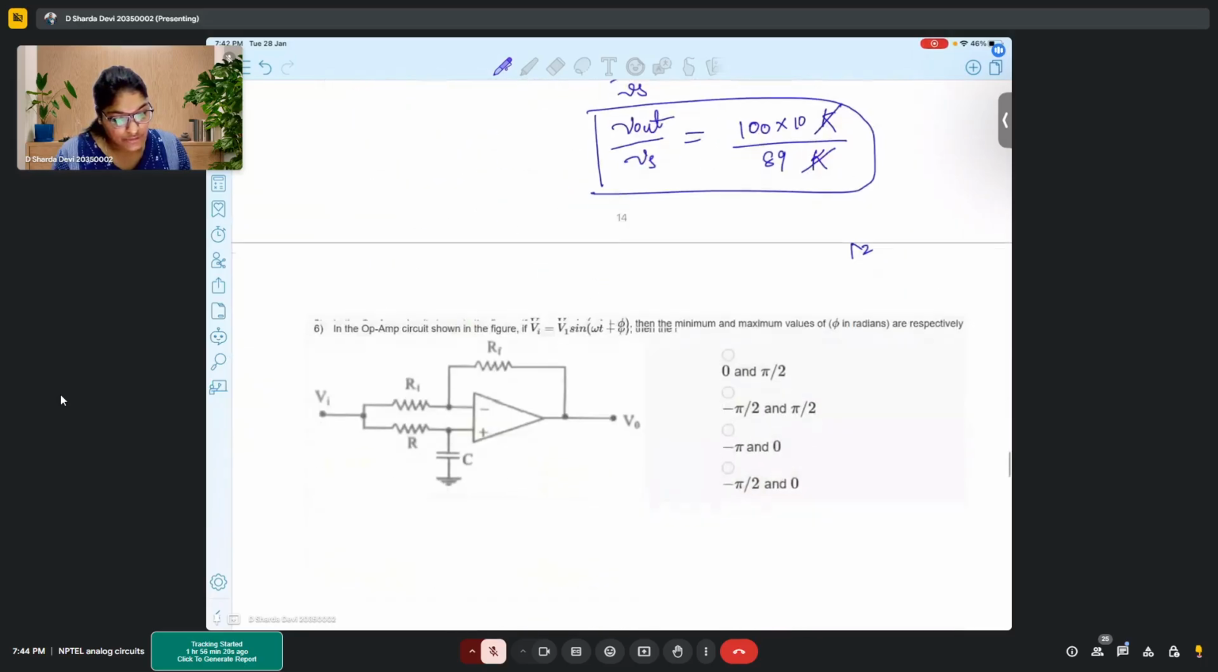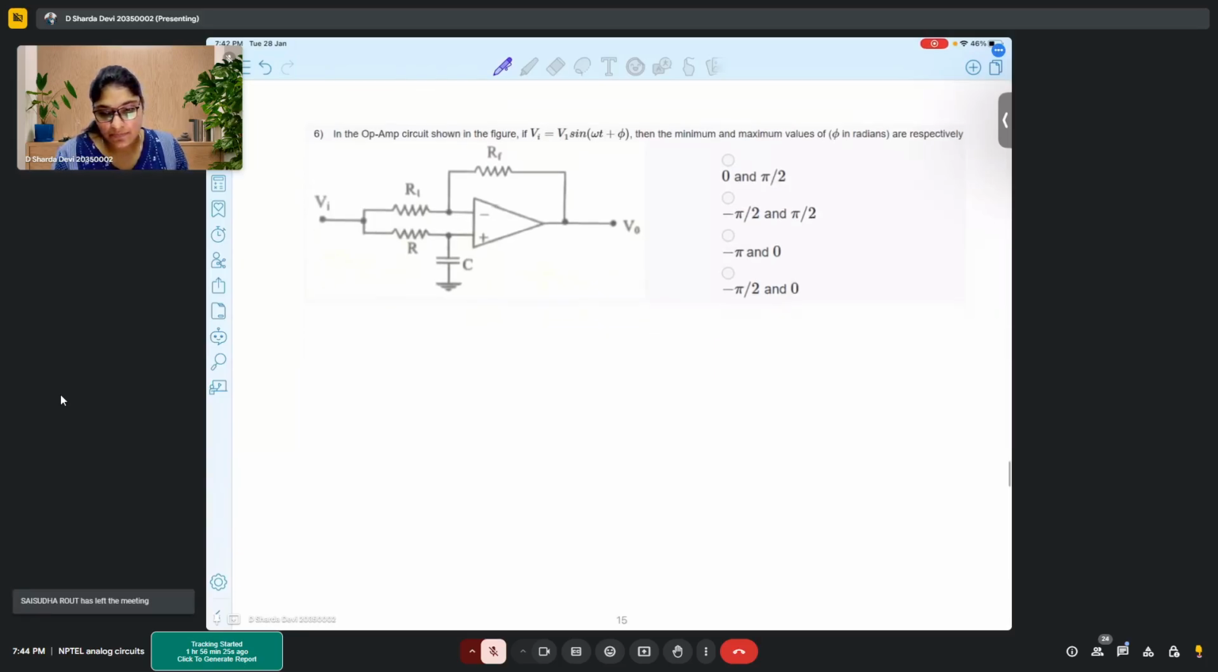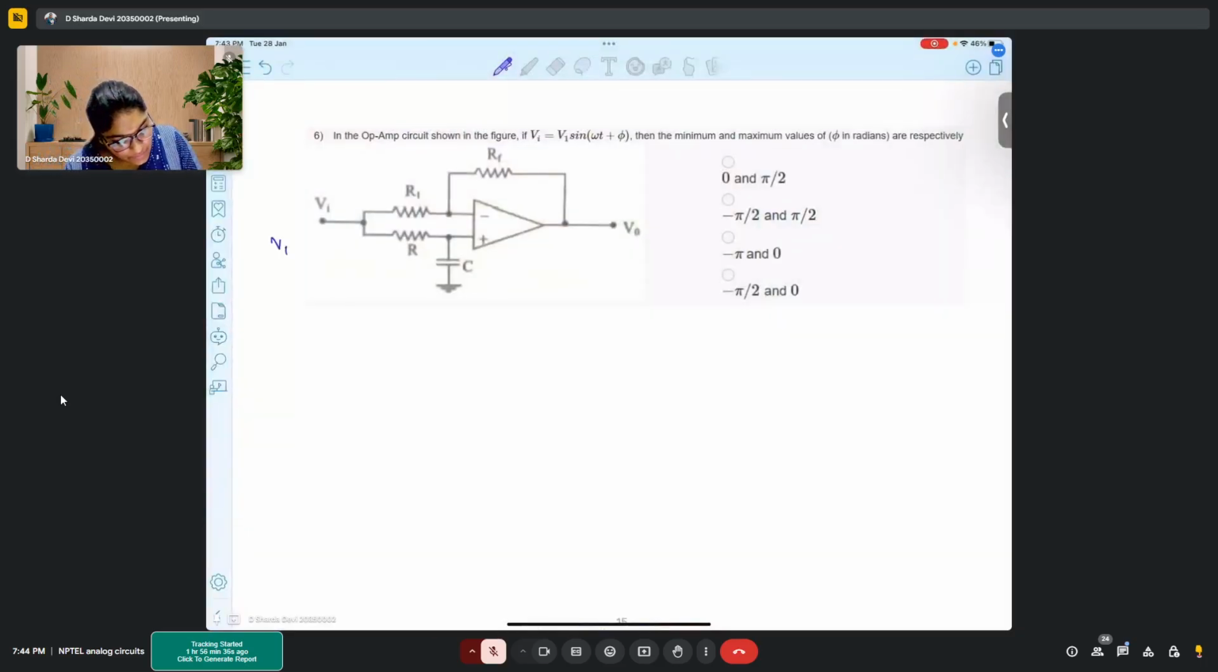Now moving on to the next problem. In this problem, again we have an op-amp circuit with Vi given as V1 sine(omega t plus phi), right? But if you observe very carefully, this Vi is connected to both the inverting as well as the non-inverting terminal, right? And then we have to find the minimum and maximum values of phase in radians.